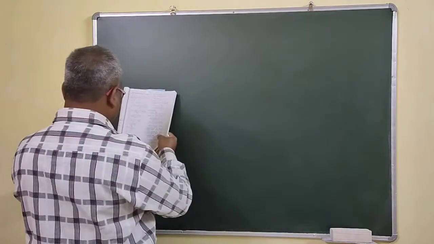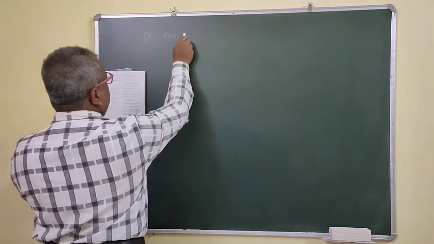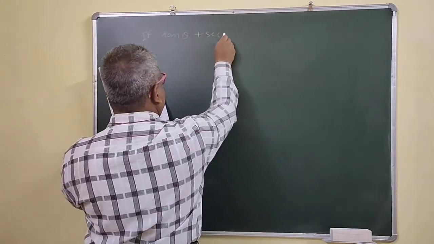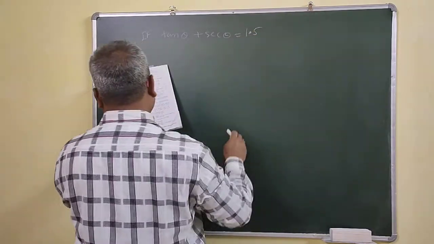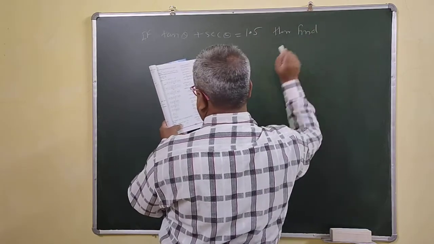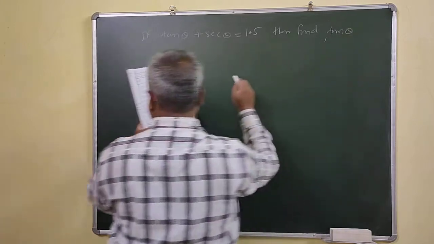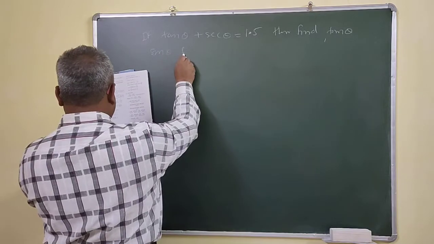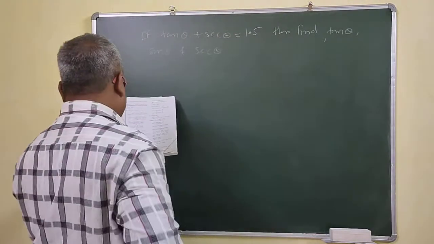Now next, we take the next problem. If tan theta plus sec theta is equal to 1.5, then find tan theta, sin theta and sec theta. Find the value of these three.